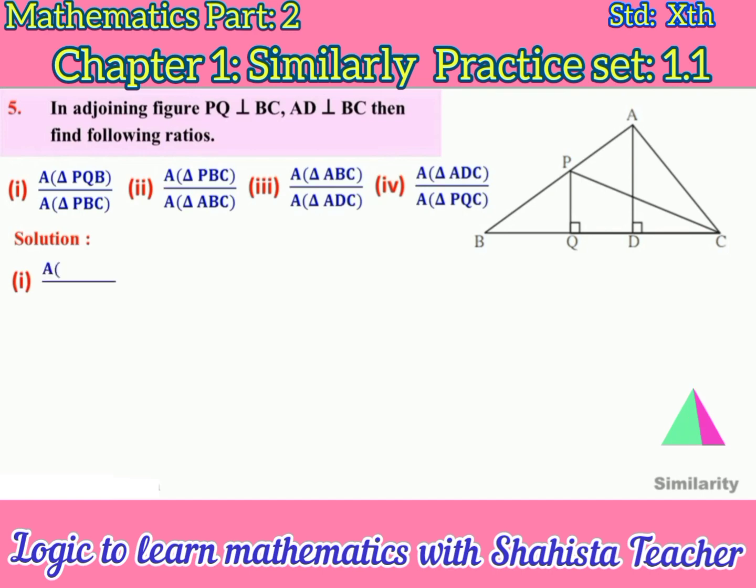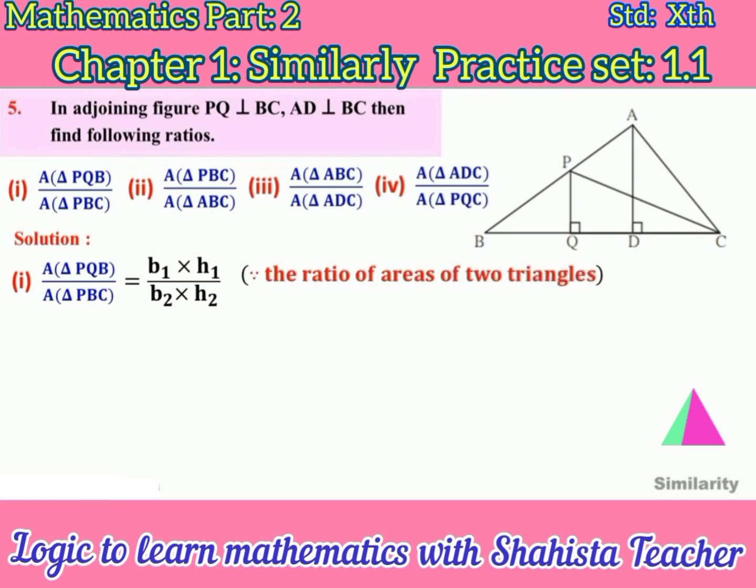So let's solve the first one, area of triangle PQB upon area of triangle PBC. That is equal to base 1 multiplied by height 1 upon base 2 multiplied by height 2. This formula we have to use whenever we are finding the ratio of areas of two triangles.